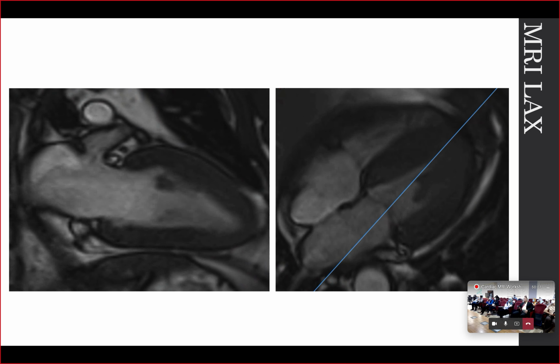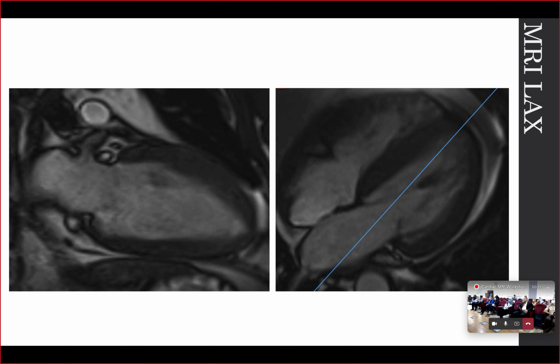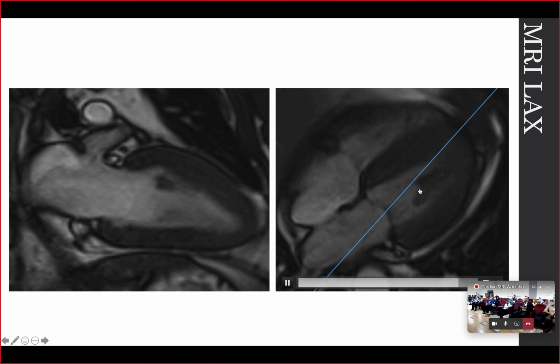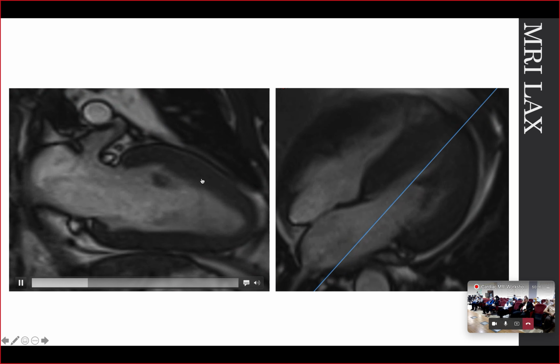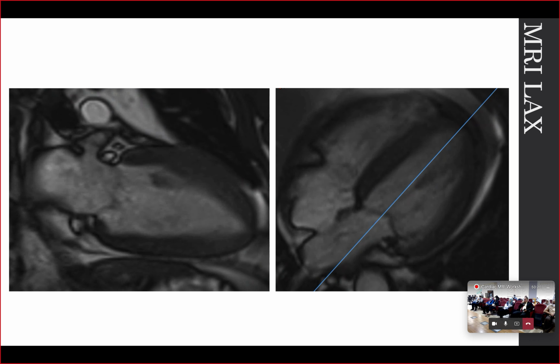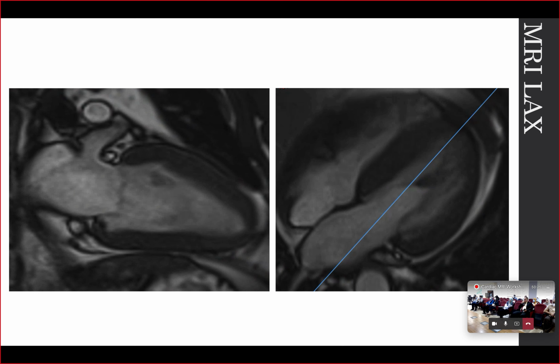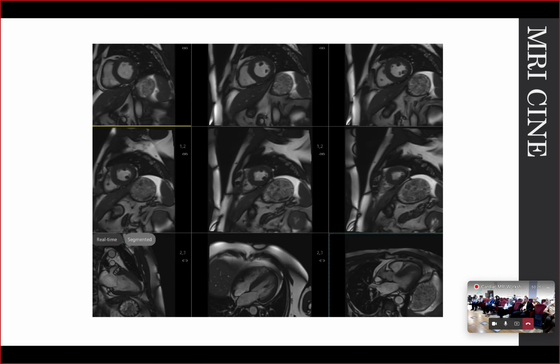Among the investigations, the MRI, those are the long axis. On the right panel, 4-chamber view, and on the left panel, 2-chamber view. Function is good. Valves are intact. No left ventricular dilatation. Short axis view. Again, function is good. The radial function is preserved and there is no dilatation.